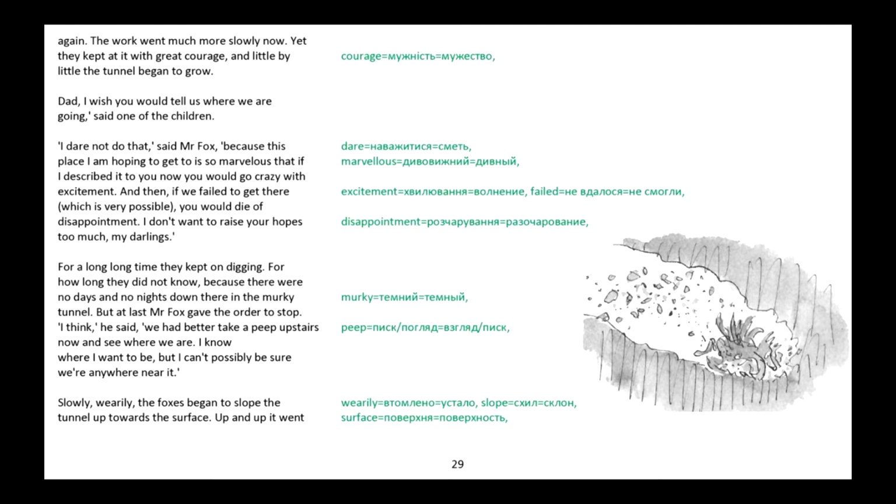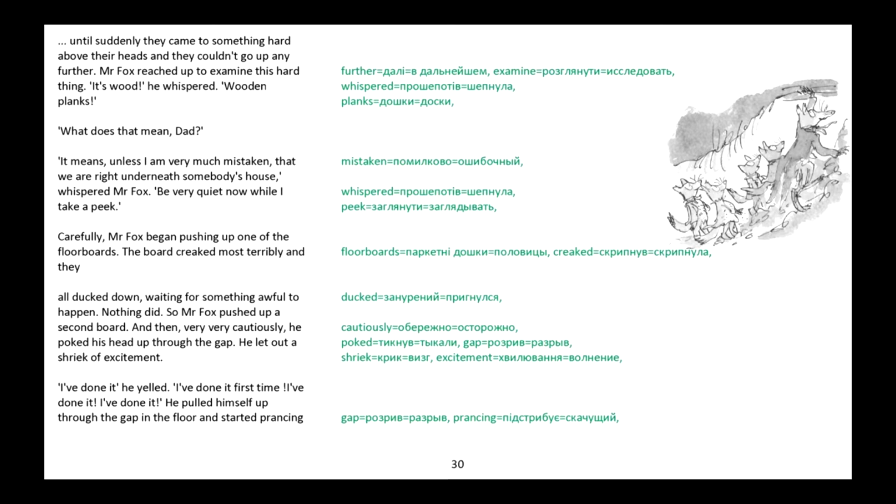Slowly, wearily, the foxes began to slope the tunnel up toward the surface. Up and up it went, until suddenly they came to something hard above their heads, and they couldn't go up any further. Mr. Fox reached up to examine this hard thing. "It's wood," he exclaimed. "Wooden planks." "What does that mean, Dad?" "It means that, unless I am very mistaken, we are right underneath somebody's house," whispered Mr. Fox. "Be very quiet now while I take a peek."